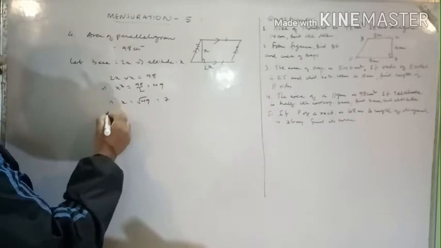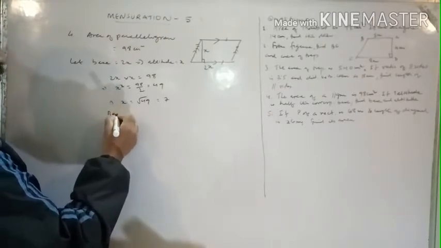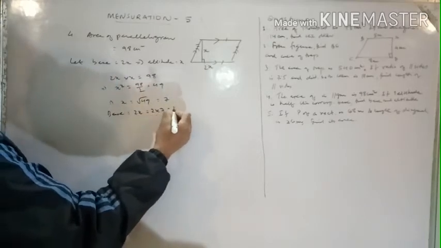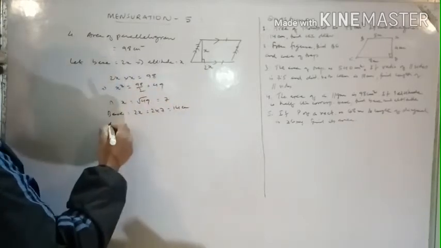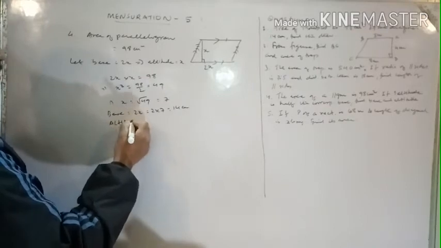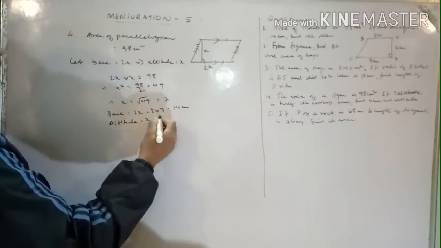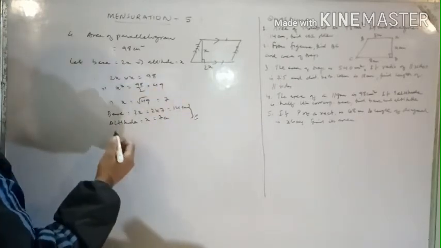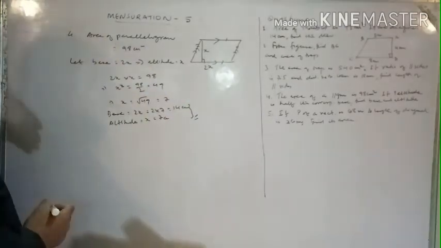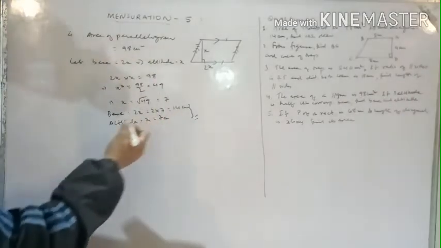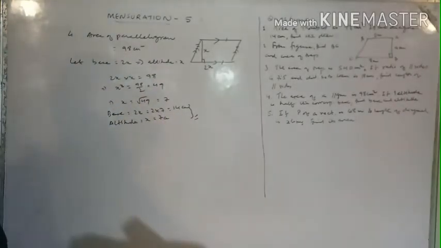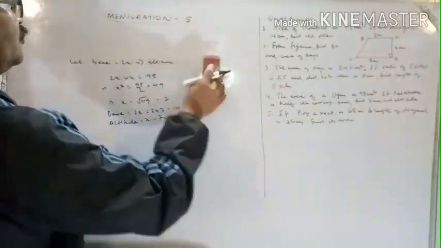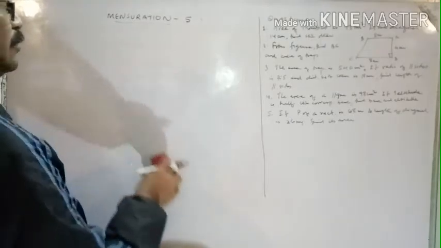So therefore now base equal to 2x. 2x means 2 into 7 equal to 14 centimeter, and altitude is equal to x, that is 7 centimeter. Now you see, altitude is half of base. Base is 14, altitude is half of that, 7. So this is done.